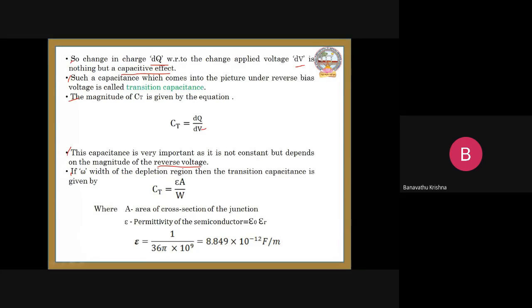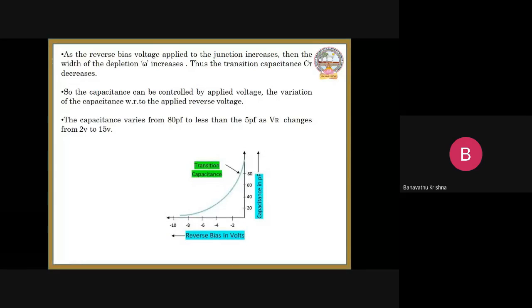So let us see this capacitance property from a graphical point of view. As the reverse bias voltage applied to the junction increases, the width of the depletion region increases. As I told you in the previous slide, as the applied reverse bias voltage increases, a large number of charge carriers such as holes or electrons move away from the junction, then automatically the depletion region will increase.